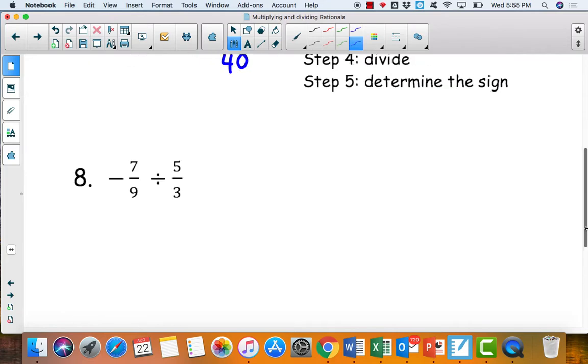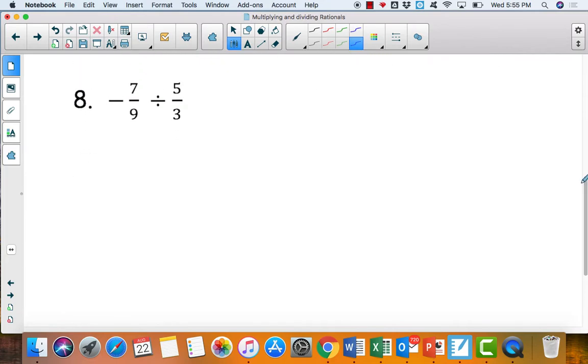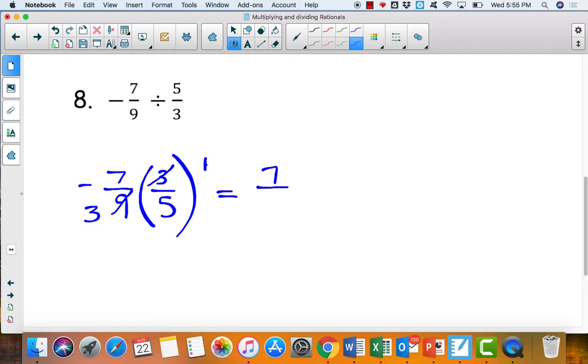Let's try that again. Maybe, maybe not. Let's see. Negative 7/9 divided by 5/3. I have negative 7/9 times 3/5. Let's cross reduce. 3 will go into itself 1 time. 3 will go into 9 3 times. 7 times 1 is 7. 3 times 5 is 15. I have 1 negative. That's an odd number of negatives. That means my answer is going to be negative.